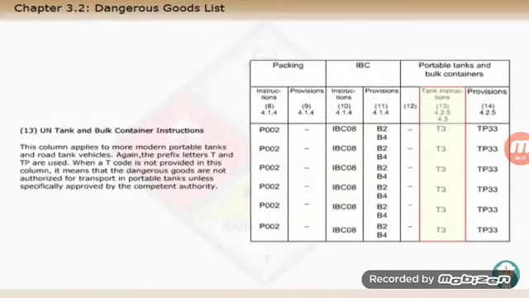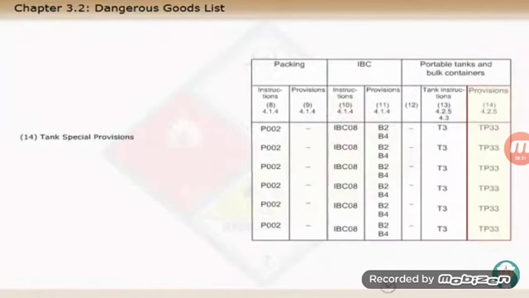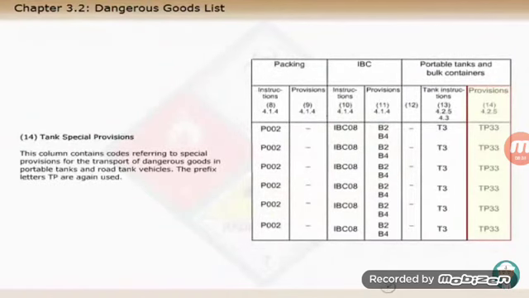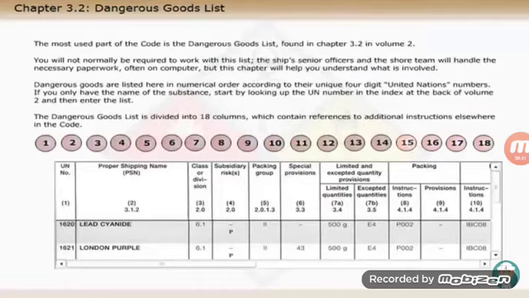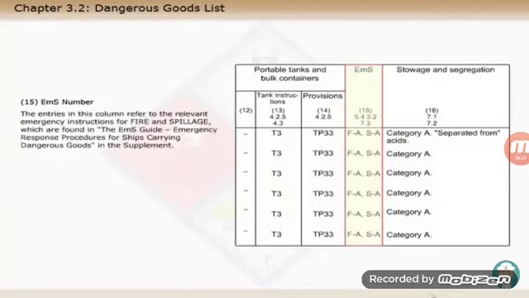This column is now reserved for data in a future revision of the code. The data which it contained up until now is no longer valid. This column applies to more modern portable tanks and road tank vehicles. This column contains codes referring to special provisions for the transport of dangerous goods in portable tanks and road tank vehicles. The entries in this column refer to the relevant emergency instructions for fire and spillage, which are found in the EMS Guide, Emergency Response Procedures for Ships Carrying Dangerous Goods, in the supplement.